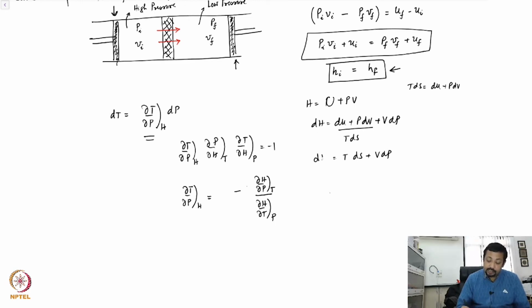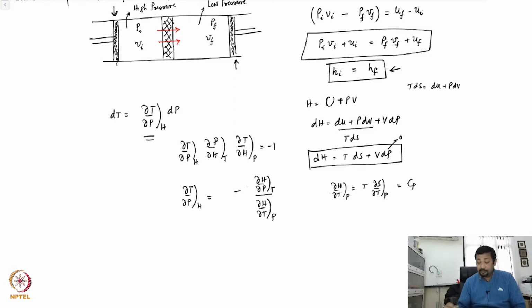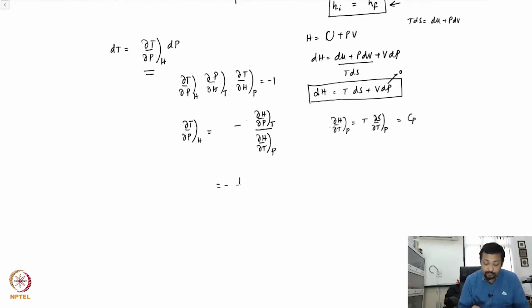If I look at this expression for dH, pressure held constant means dP is 0, and you see del H del T, pressure held constant, is T del S del T, pressure held constant, and this you immediately know is the specific heat at constant pressure. So I write this as 1 over Cp times del H del P, temperature held constant. From this equation itself it follows that del H del P, temperature held constant, is T del S del P, temperature held constant, plus V.